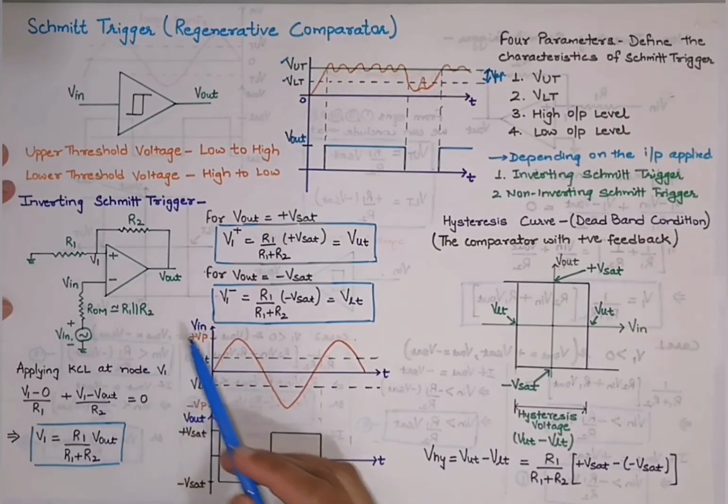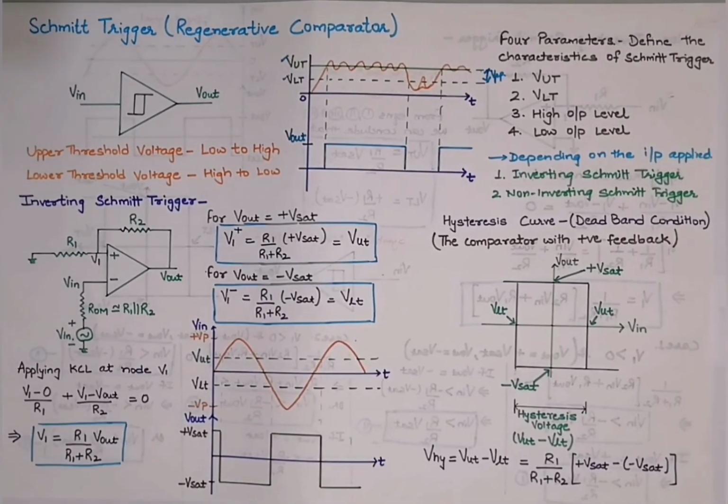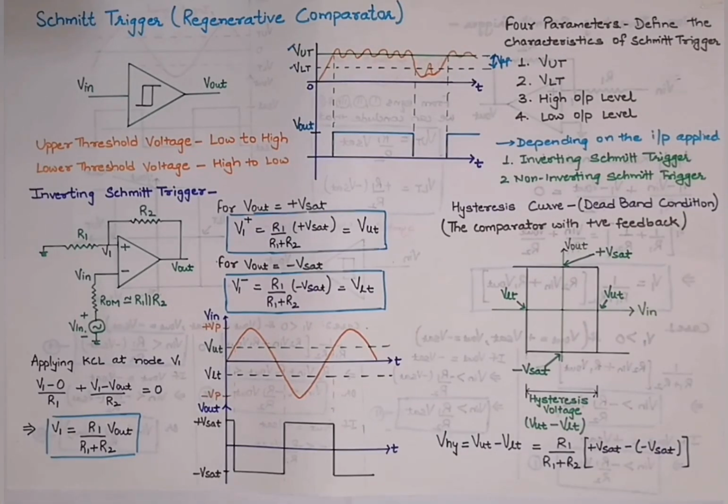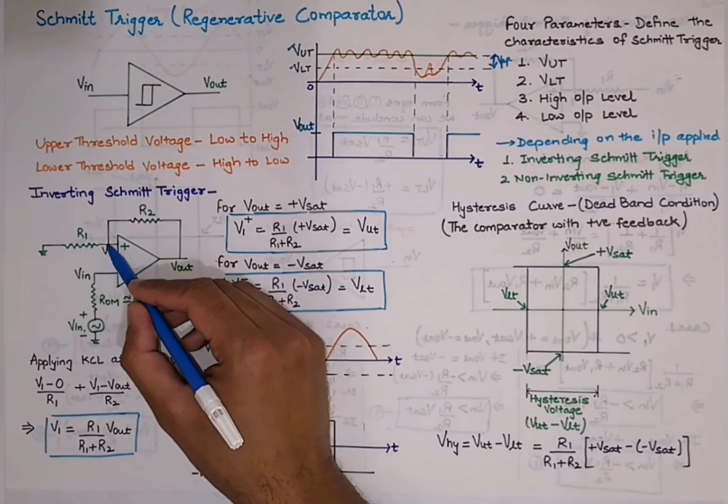So this positive feedback is providing us fast transitions, or we can say that it is giving us more ideal curves. As the gain of the op-amp increases with the positive feedback, it means the output voltage will increase more rapidly with the change in the input voltage. So let's first find out the value of V1 over here.